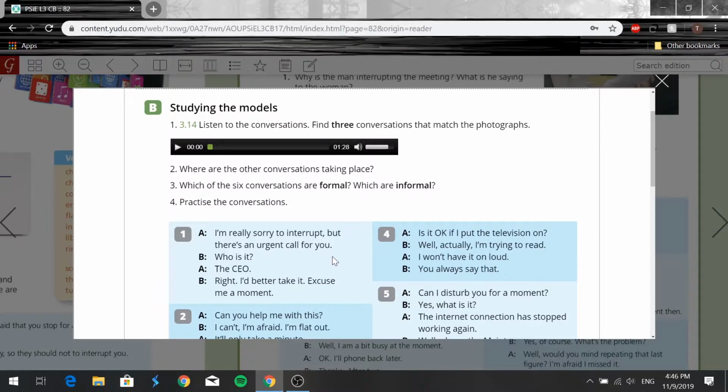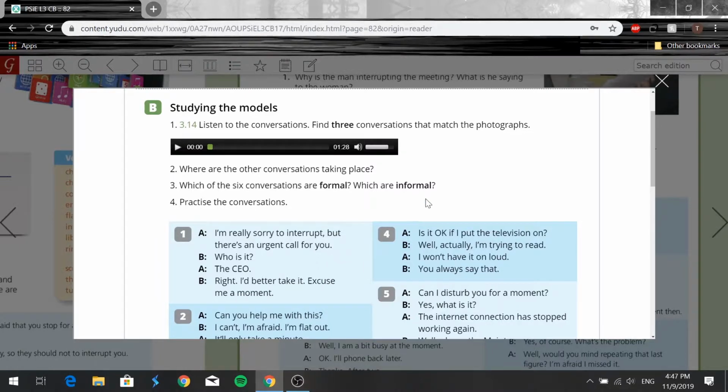B3. Which of the 6 conversations are formal and which are informal? So when talking about formal, you usually say things like, I'm really sorry or very sorry to disturb or interrupt you, but is it okay if I do this? Think of speaking in a formal way as when you're talking to your boss at work or your professor. You don't talk to your professor the same way that you talk to your friend.